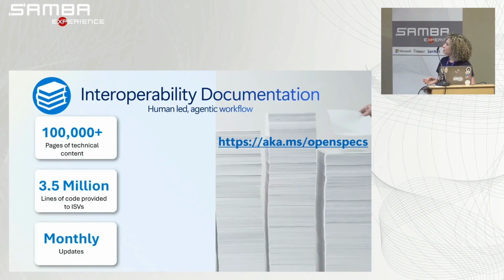At the heart of the program are our open specification docs. We have over 900 documents and 100,000 pages of technical content, and luckily no need to print all of that. It's all available at learn.microsoft.com or under the shortcut aka.ms/OpenSpecs. These documents are authored in a standardized way to ensure consistency.